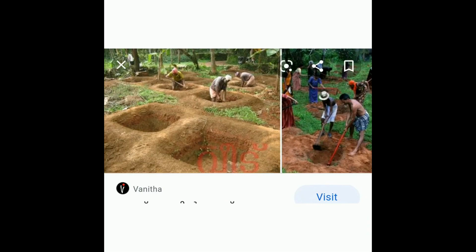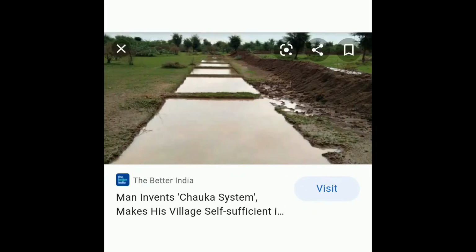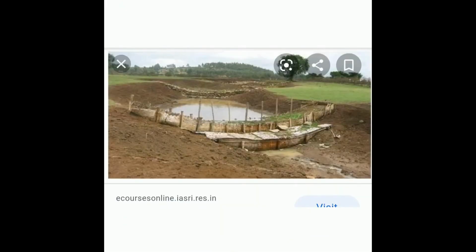The second one is construction of mud walls. These are small walls made up of soil or stones to decrease the speed of runaway water. Thus the water filters or oozes into the soil.